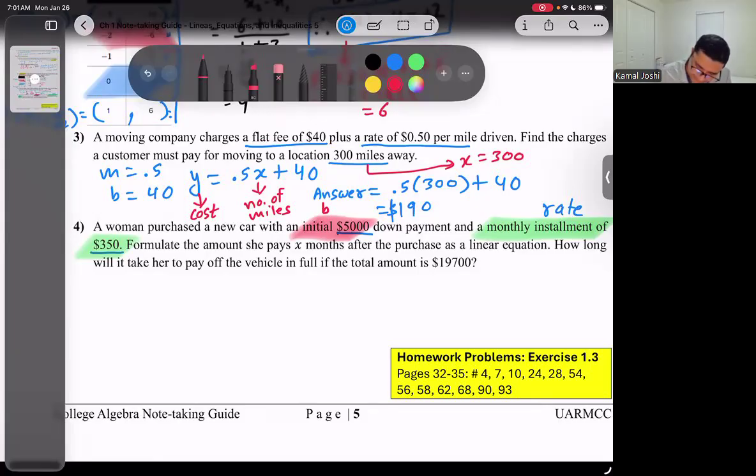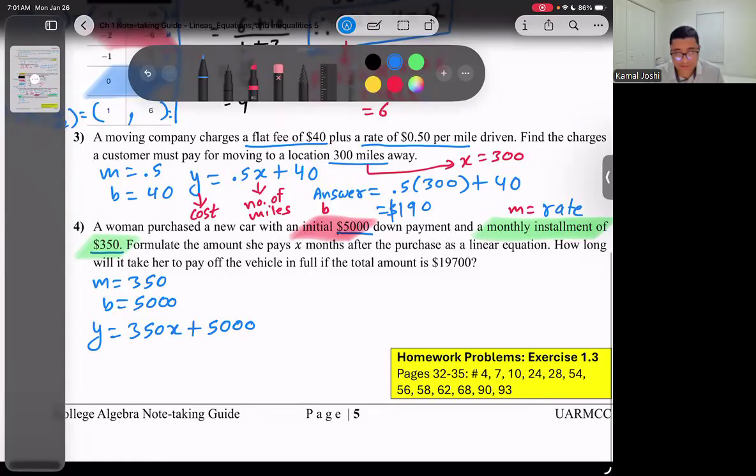So rate here means M, and that's B. So our M is 350, B is 5,000. Your model is Y equals 350X plus B. Okay, that is the model.